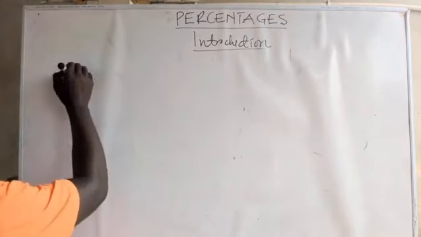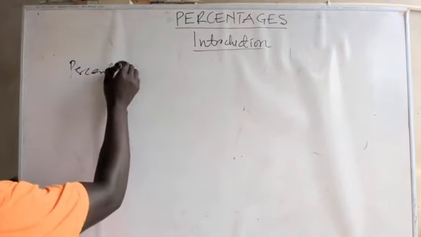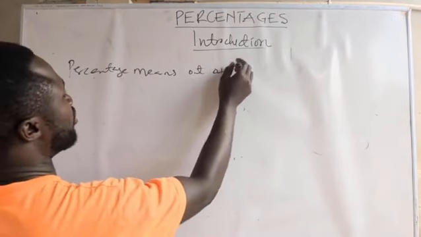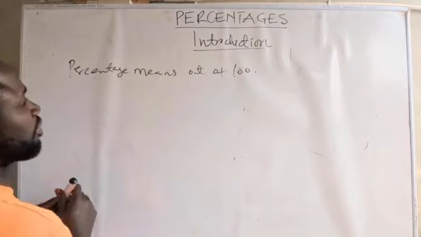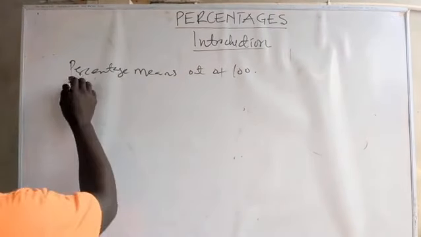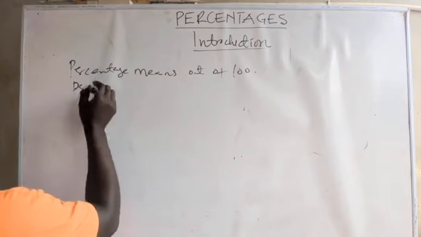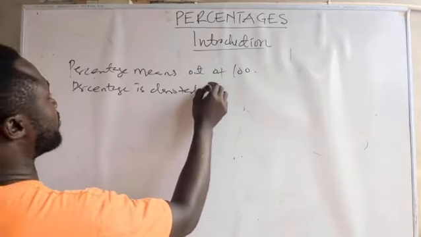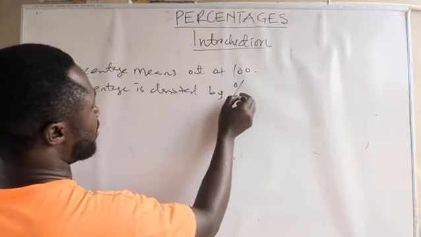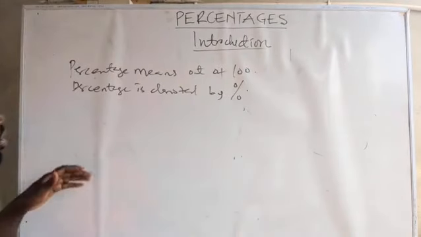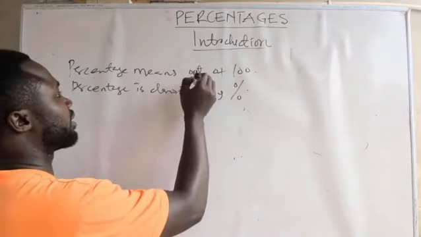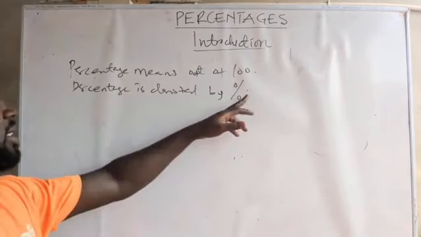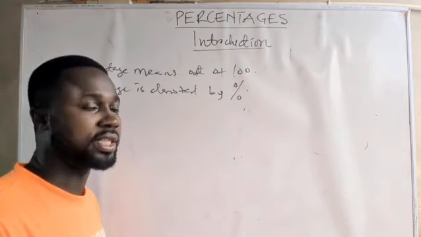So, what is the meaning of percentage? Percentage means out of 100. So out of 100, and there is a sign for percentage. Percentage is denoted by this particular sign. Percentage is out of 100. That is percentage. It's denoted by this sign here. When you see it, it is percentage.